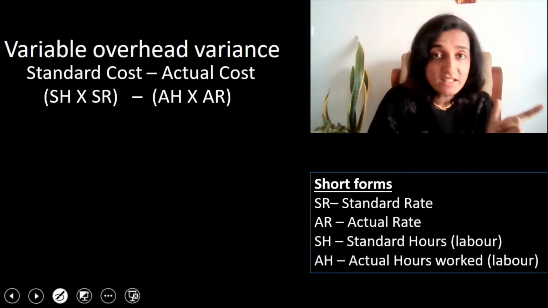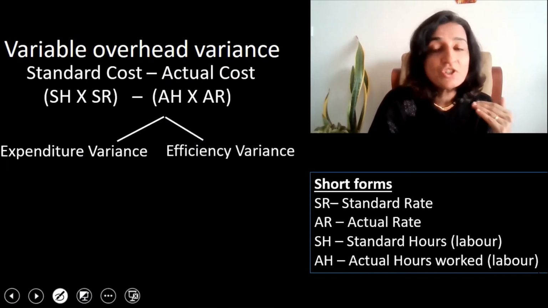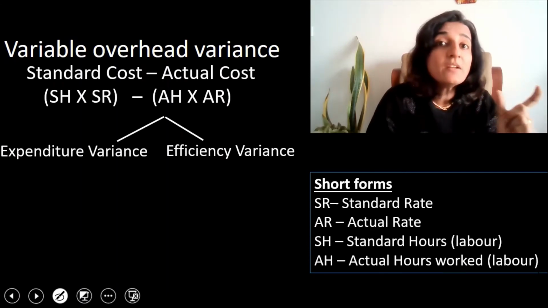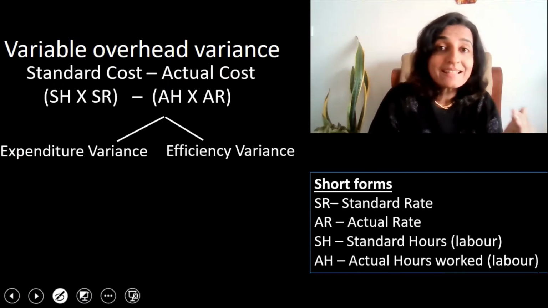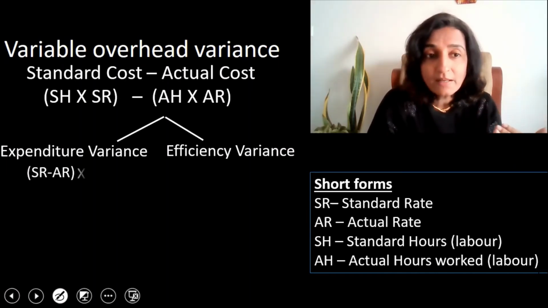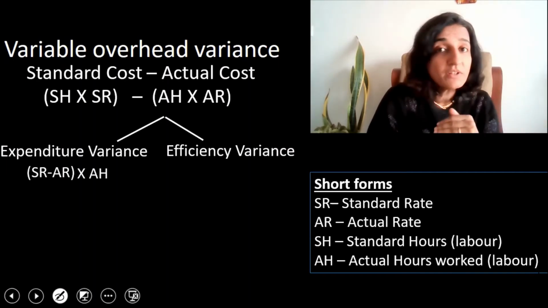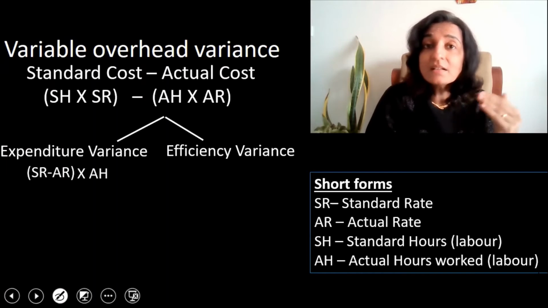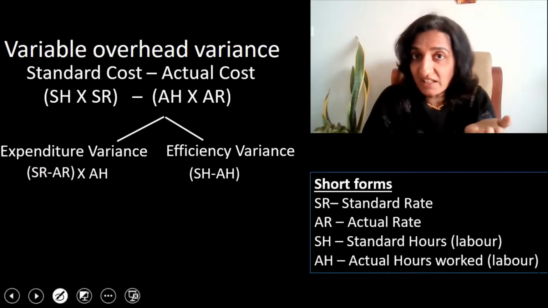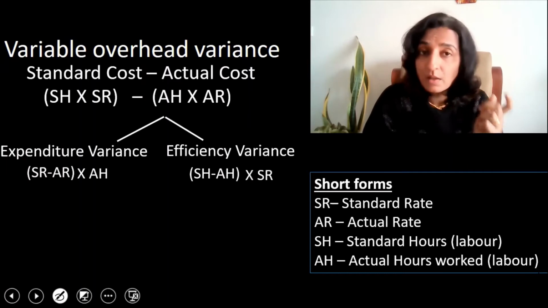Variable overhead variance is divided into two. One is the expenditure variance and the other one is the efficiency variance. In the expenditure variance, what are we trying to measure? Whether the rate paid for the variable overheads is more or less than the standard. So it is standard rate minus the actual rate multiplied by the actual hours of labor worked. And in efficiency variance, what are we trying to measure? Whether the time taken is more or less than the standard. It is standard hours minus the actual hours. We get the variance in hours. To convert it into dollar value, you have to multiply it with the standard rate.